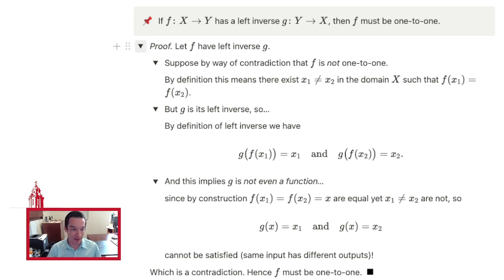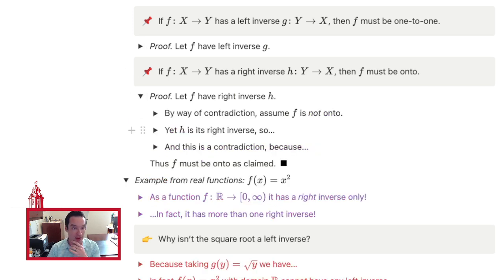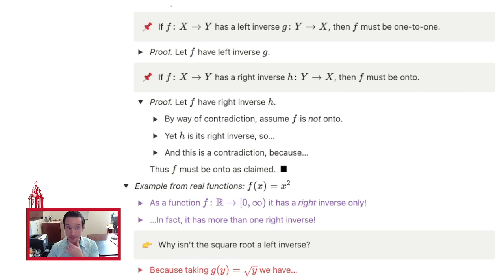In an analogous fashion, in order to have the opposite, in order for f to undo what some other function does, we need f to be an onto function. Let's take a look at why that is. In order for f to have a right inverse, we want f to be onto. Let's assume that f has a right inverse, we'll call it h, and again by way of contradiction, let's assume that the conclusion doesn't hold and that f is not an onto function.